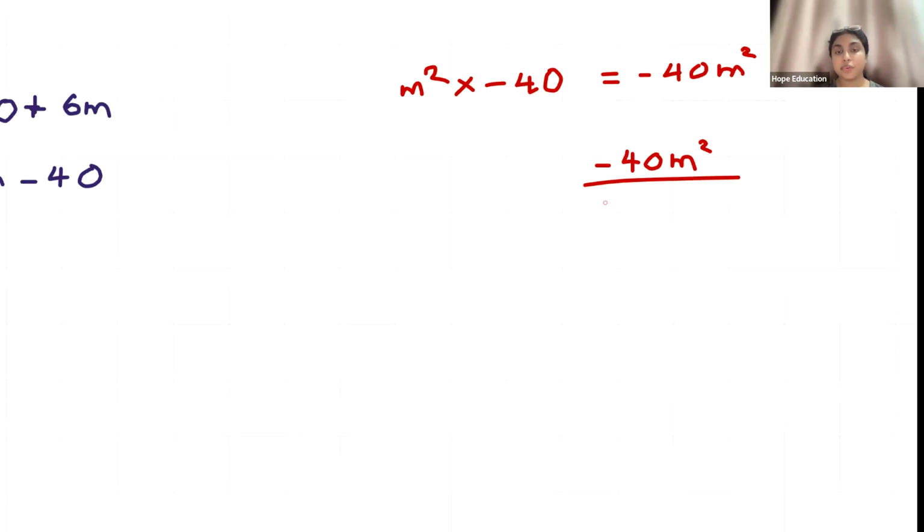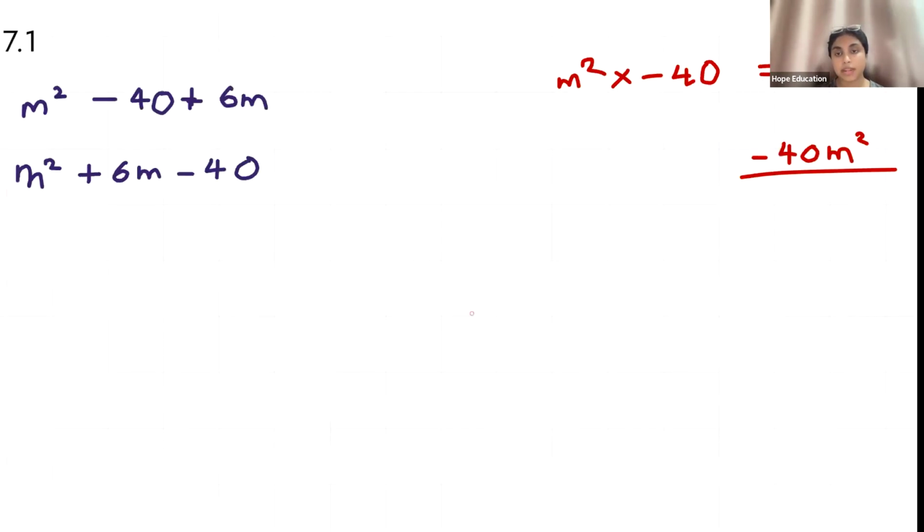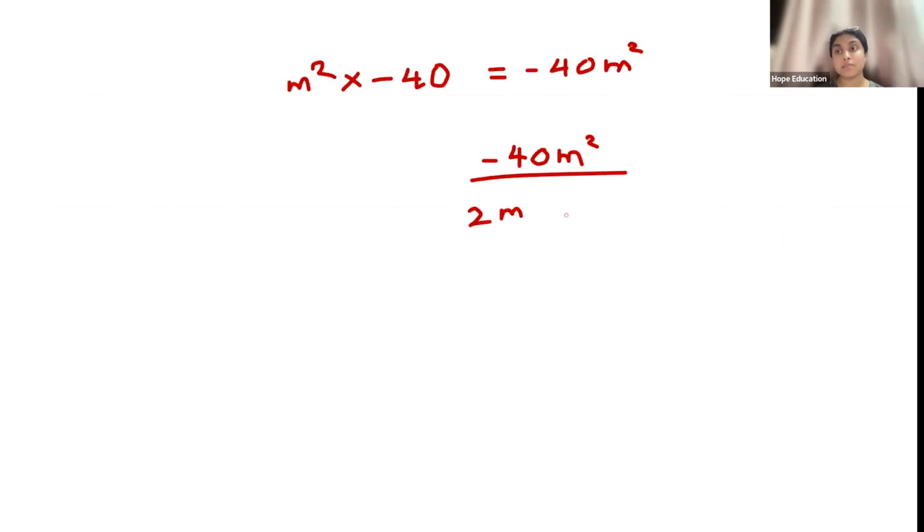So, for an example, if you take 2 times 2m multiplied by 20m, we know 2 times 20 is 40, m times m is m squared. But here there is a minus. The answer has a minus when different signs are multiplied. So, either plus 2m multiplied by minus 20m or minus 2m multiplied by plus 20m.